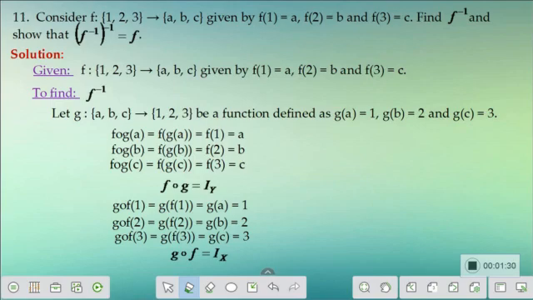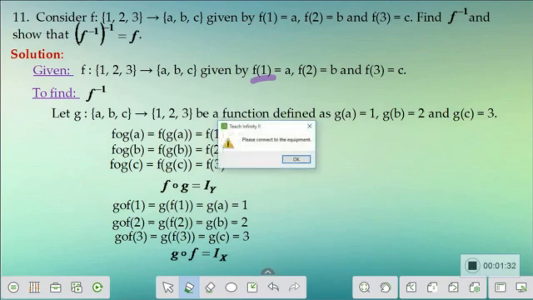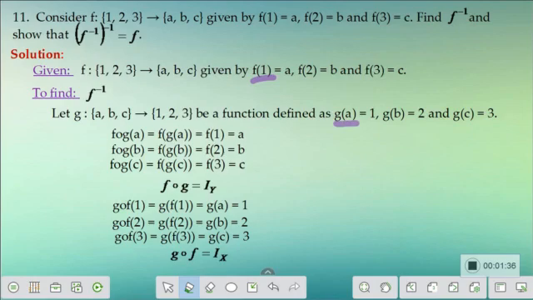That is, since f of 1 is equal to a, we'll take it in such a way that f of 1 and g of a will be the inverse. We'll assume the elements are inverses of each other, so that we'll prove g is the inverse of f. Now you can see f of 2 is b, similarly g of b gives you 2, and f of 3 is c and g of c gives you 3. Now this is the function that we have defined. Now we have to prove that this g is the inverse of f.